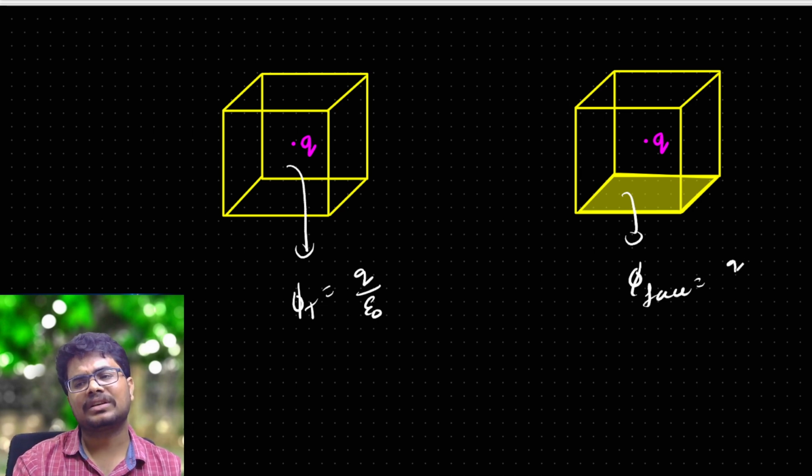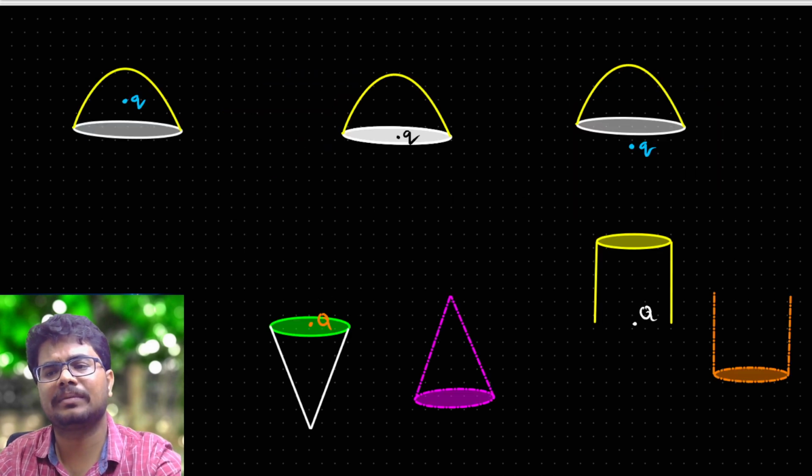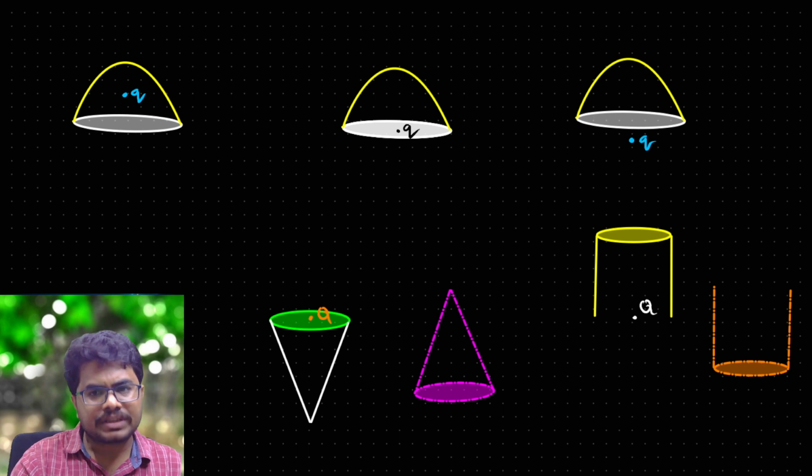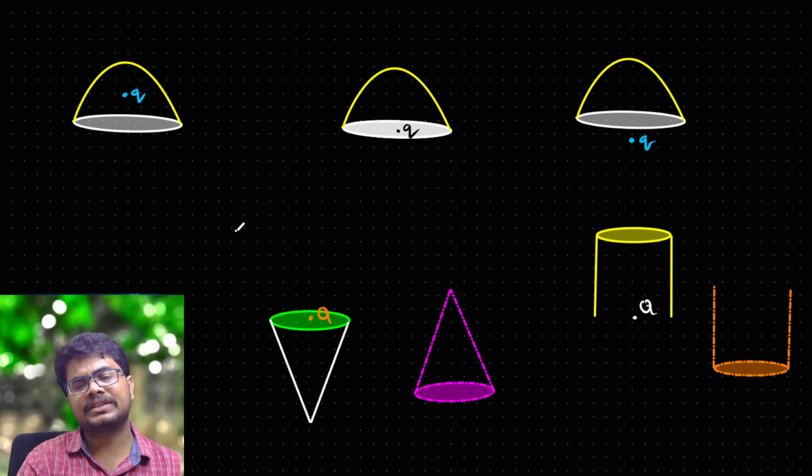Flux through each face is q by 6 epsilon naught. Fine, we'll go to the next slide. In these illustrations, which are there in JEE and HCV also, one charge is placed here on the surface, and another is placed outside.